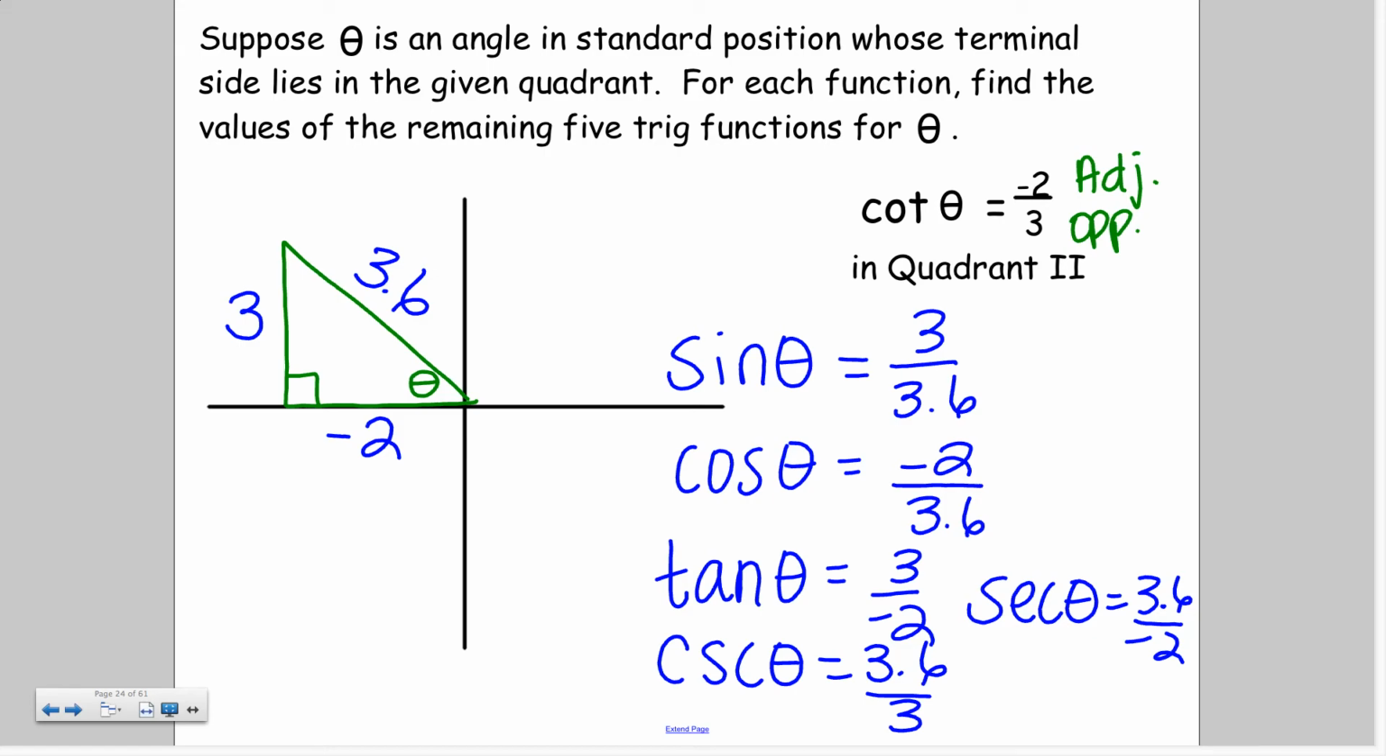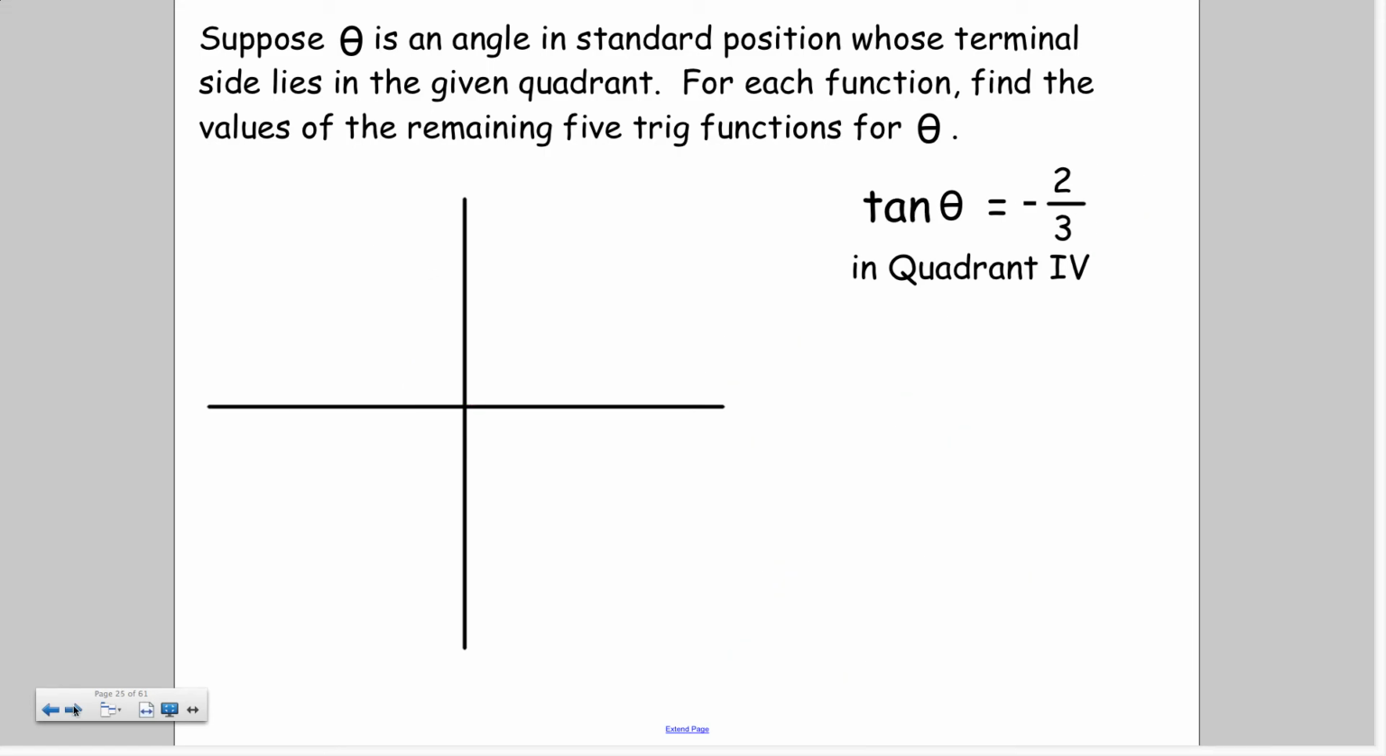Okay, last example. This time you're given quadrant 4, so quadrant 4 looks like this. Theta's there and a right angle. The direction you're given is the tangent is -2 over 3. Tangent is opposite over adjacent, but you're not told which one is negative. The negative is out front. So the opposite side is here.